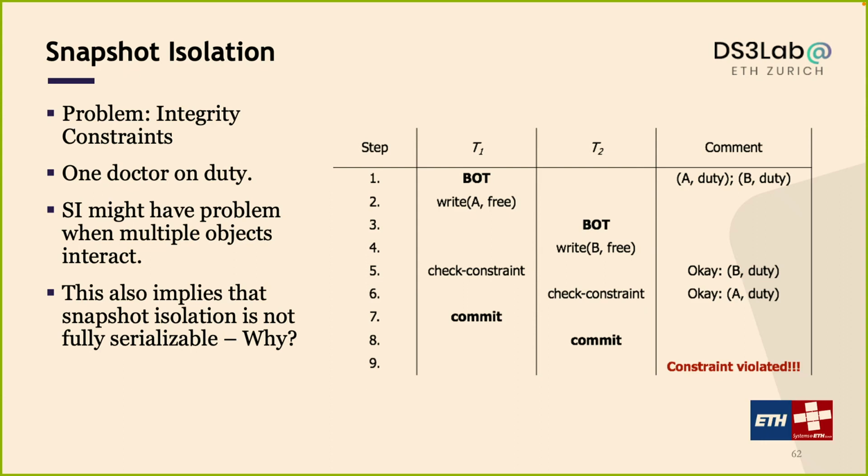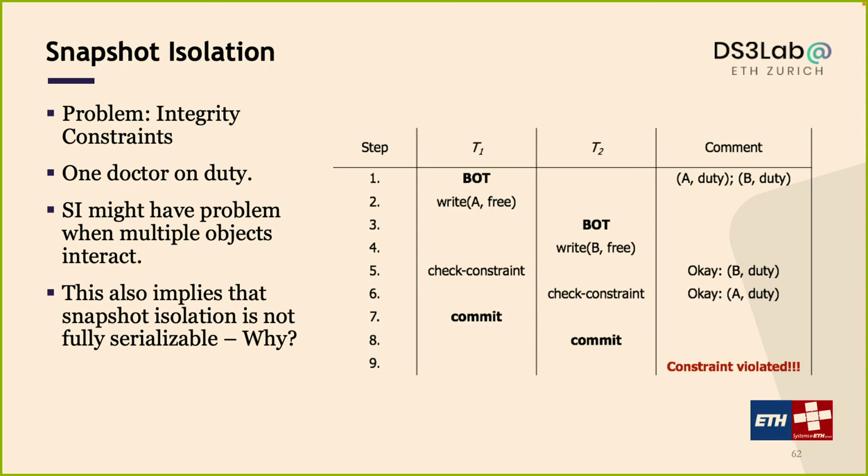Transaction T1 tries to set A to be free. Transaction T2 wants to set B to be free. In the beginning, both doctors A and B are on duty, so my integrity constraint is being respected. If you use snapshot isolation and look at this schedule, will that be okay? It's okay, right? Because within T1, it's fine. I set A to be free. I commit. When T2 started, the snapshot of T2 is a case where both doctors are on duty. Then T2 releases B, commit. T1 started before T2, and T1 committed before T2. With snapshot isolation, this is fine.